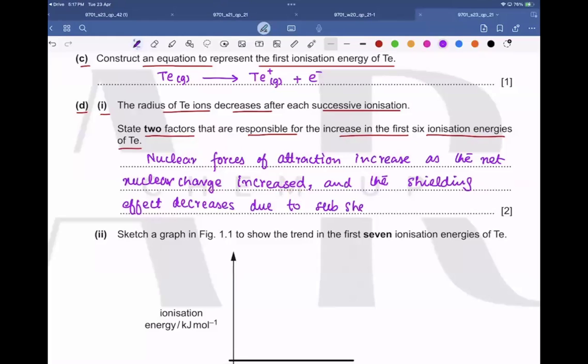It is because it's 5s2 and 5p4. So after these four electrons are removed, when we move to the fifth ionization energy, there will be lesser shielding, which also leads to an increase in the nuclear charge and a decrease in the radius. Till here, is this clear to all of you?